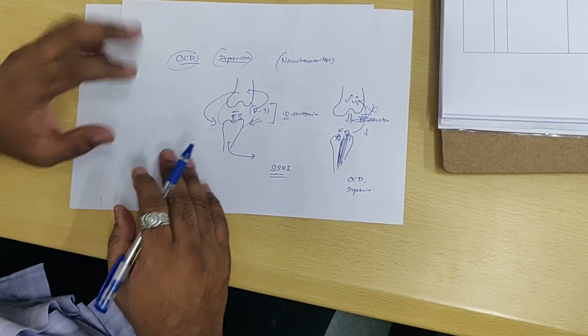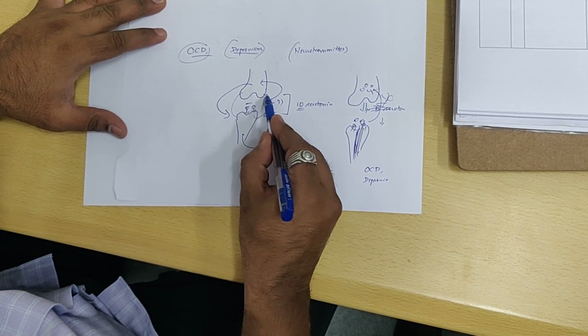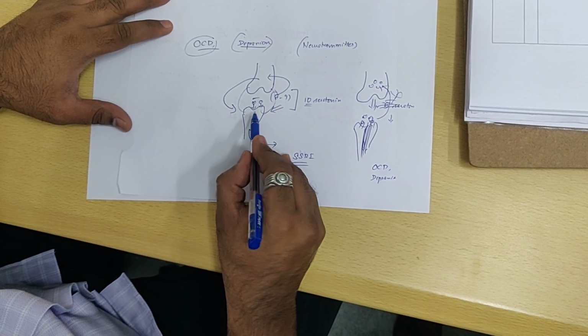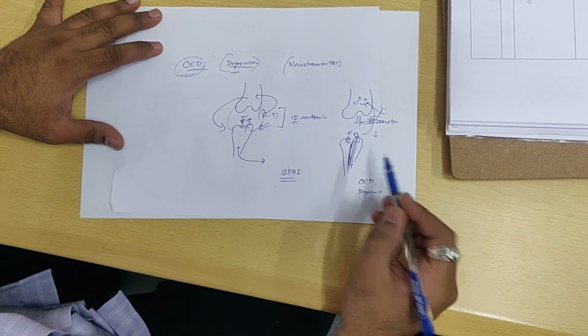You are not capable of offering serotonin from outside, but you are capable of blocking the reuptake of serotonin, which is already present inside. So the content of serotonin in the junction is increasing, because of which you can treat these two diseases.